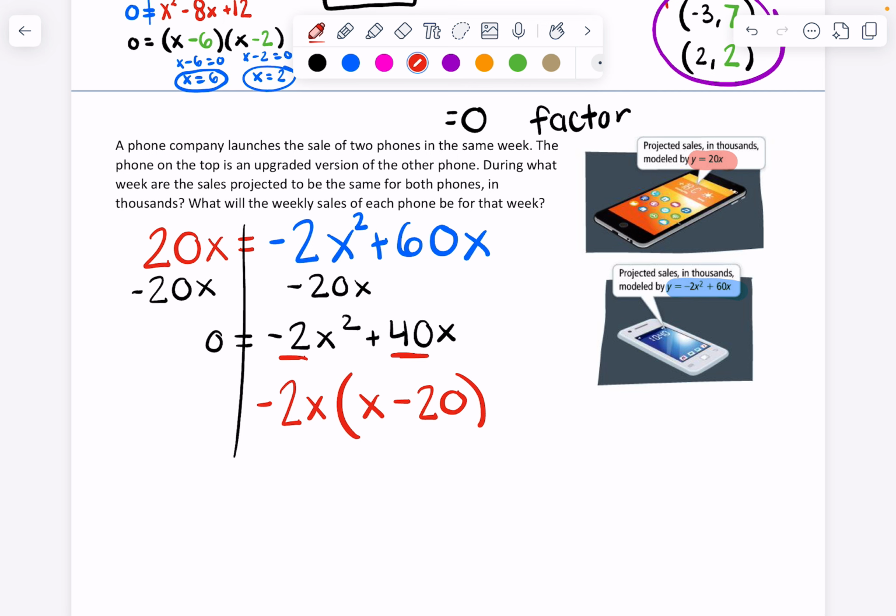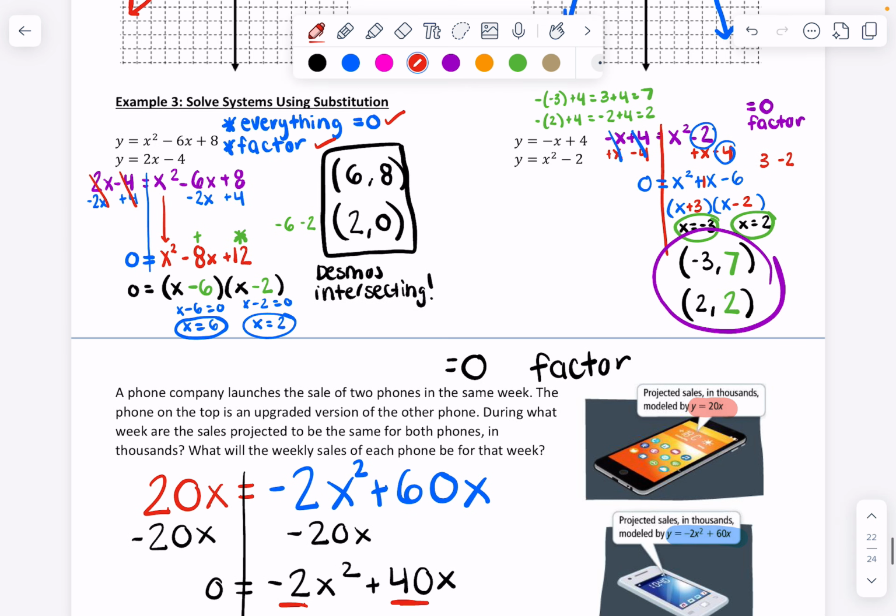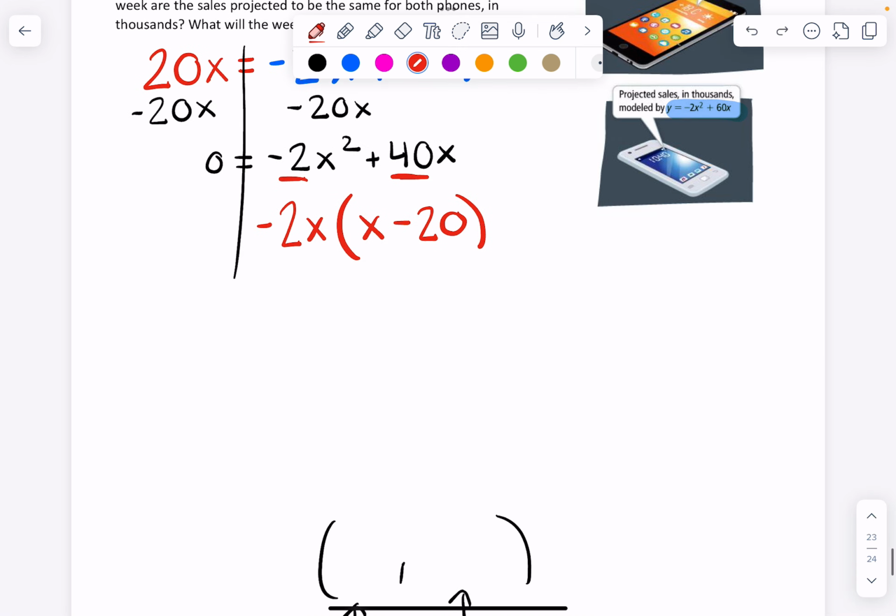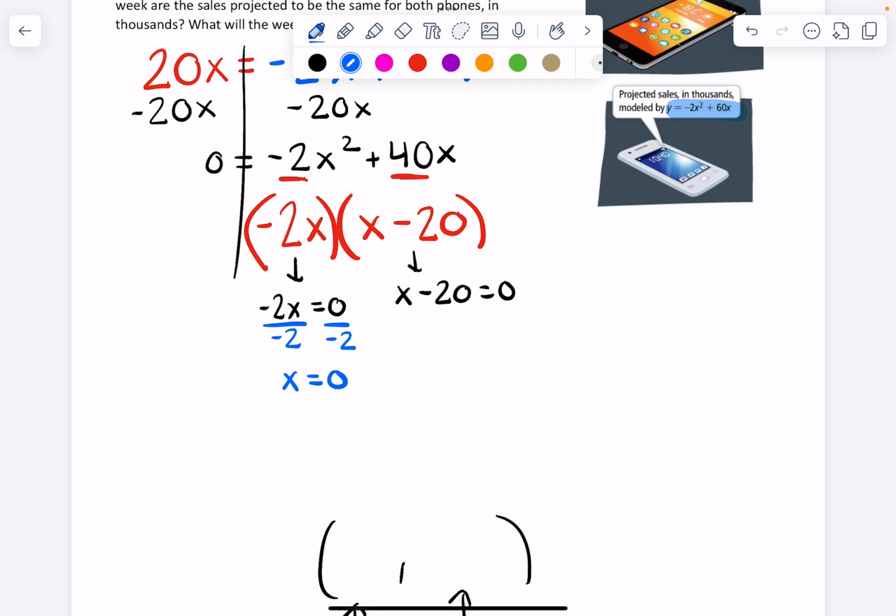-20. So this is, remember back here in our other two problems, when we have our two factors, we set them equal to 0 and solve for x. These are our two factors. It just looks a little bit different with our GCF. So we're going to take each of those, and we're going to set them equal to 0, and again, solve for our x values. First one, when we solve it, we just divide by -2, and 0 divided by any number is just 0. So that's our first x coordinate, and second one is +20.